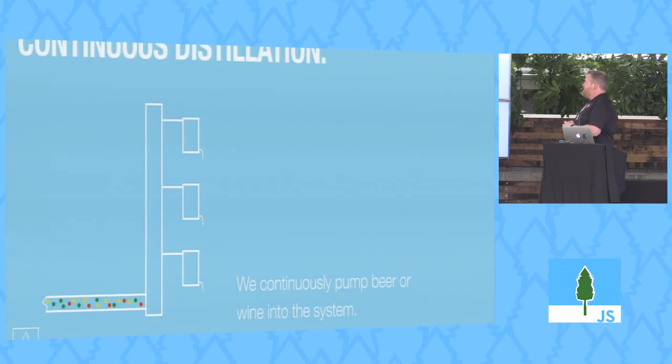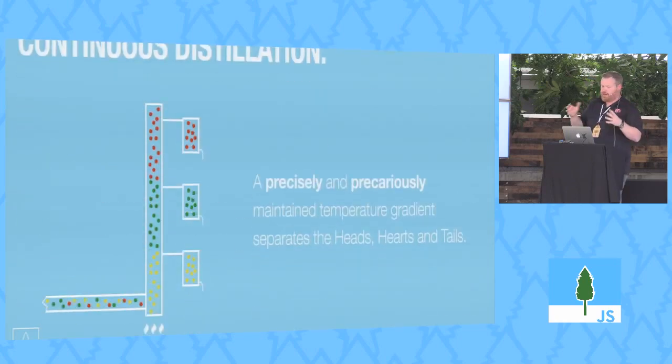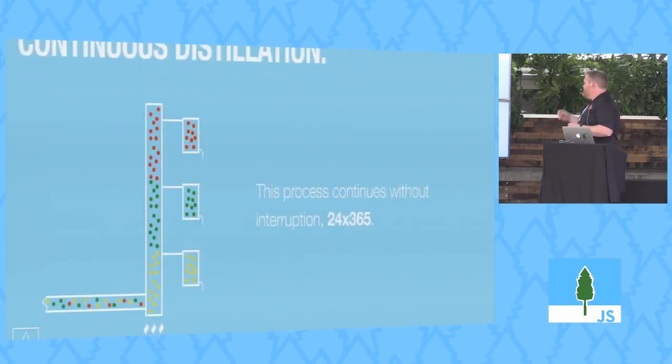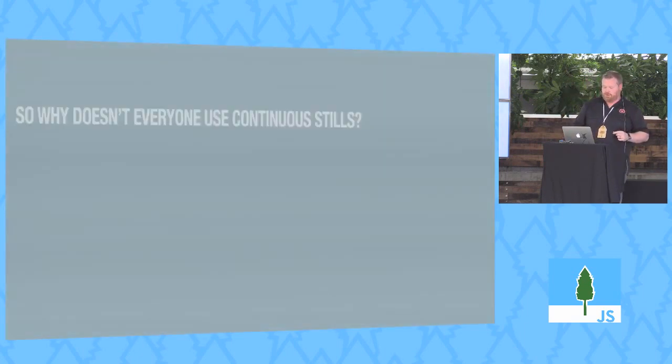Essentially what we do with continuous distillation is we pump alcohol into it, so beer or wine, and we continuously pump it in. And then we set up essentially a really precisely and precariously maintained temperature gradient, and think of that word later, that actually separates the heads, hearts, and tails continuously at the same time. And so what's cool about this is we can literally turn this thing on, warm it up, and it'll run 24 hours a day, 365 days a year, the same way. We don't have to restart it every day, as long as there's a steady stream of alcohol into it. So this is really, really, really cool.